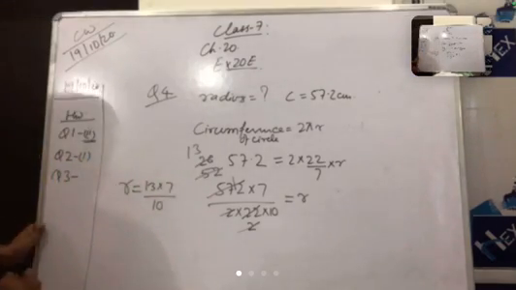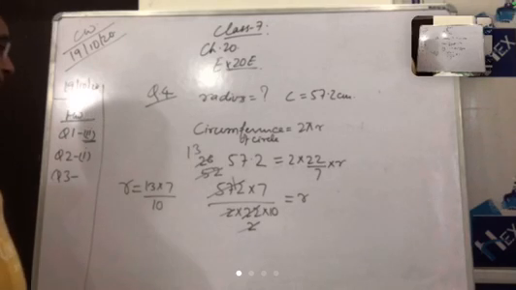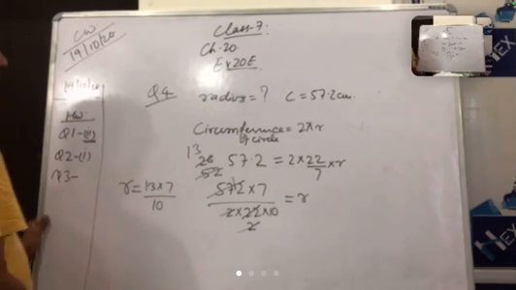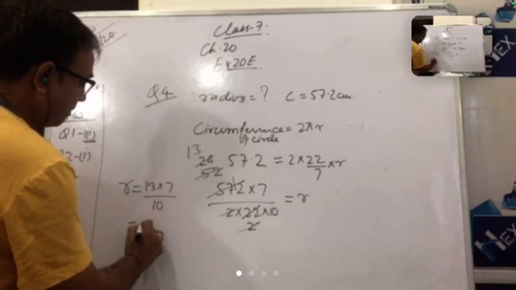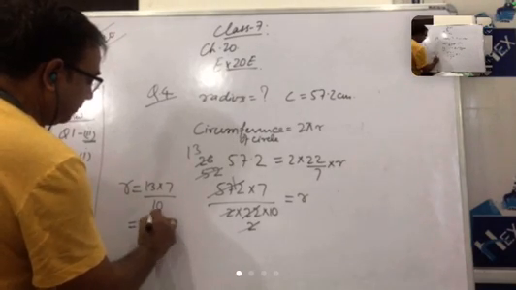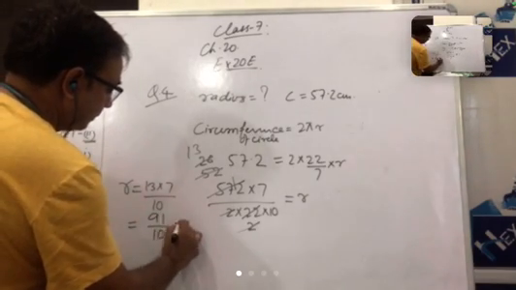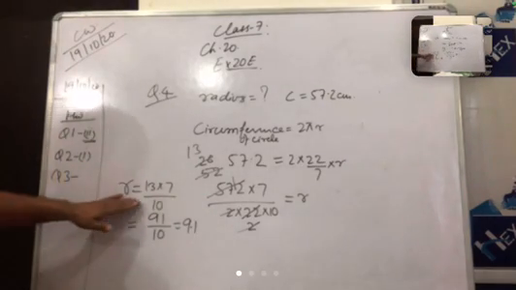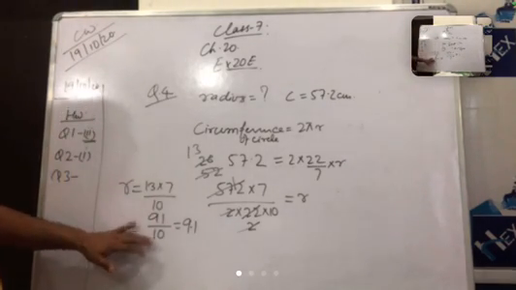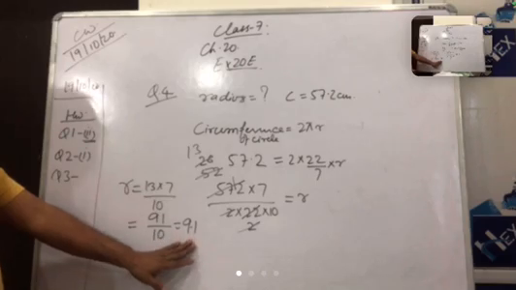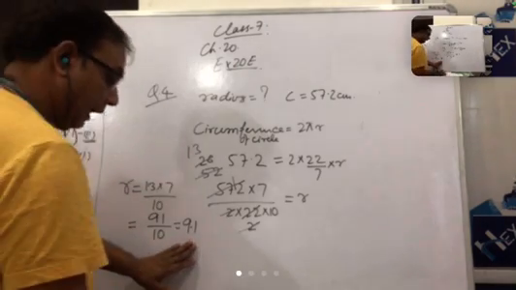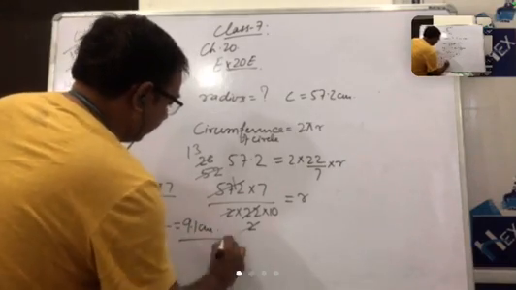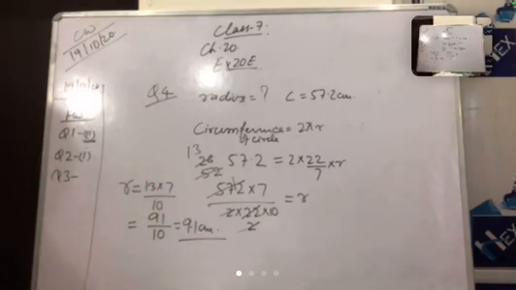So Anna, can you tell me what is 13 sevens? Anyone? Good. So it will be 91 upon 10, which is equal to 9.1. And you check the unit, what is there? Centimeter. So the radius is equal to 9.1 centimeter.